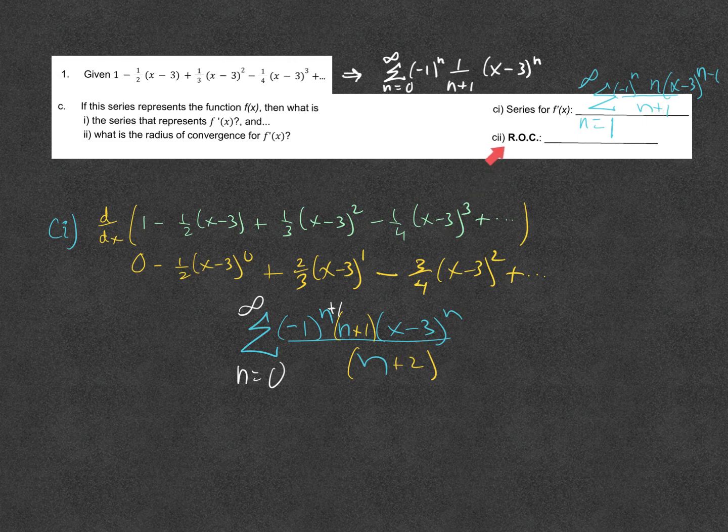And for part C2i, there's no work to do. The radius of convergence is exactly what it was before. If the radius of convergence of the original series was 1, then the radius of convergence for the series representing the derivative will be 1. And for the second derivative and the integral, the radius of convergence will never change for these types of problems.